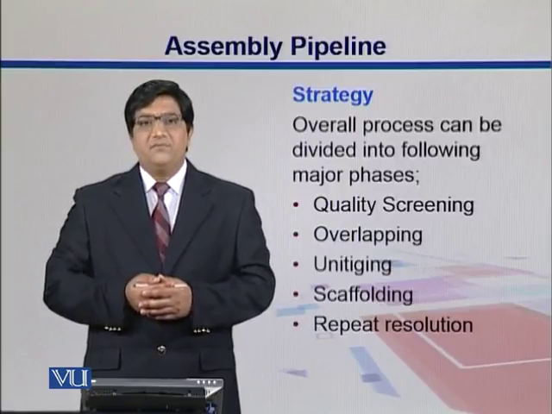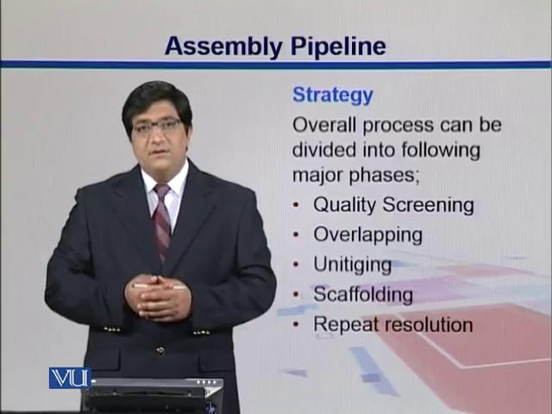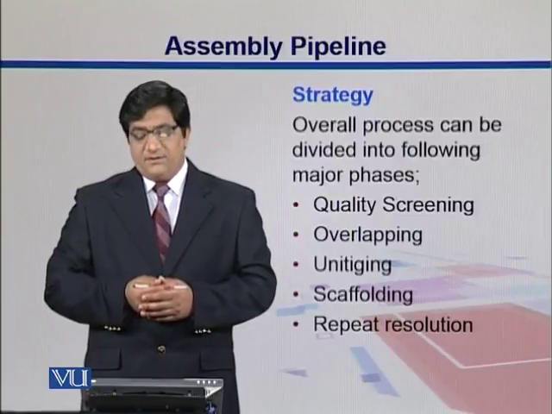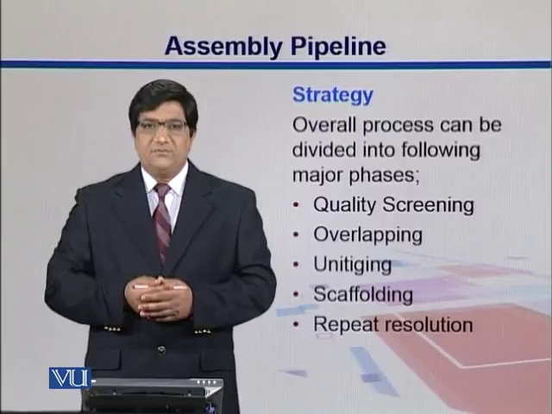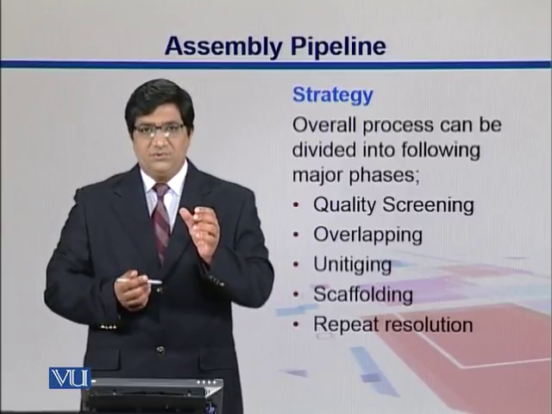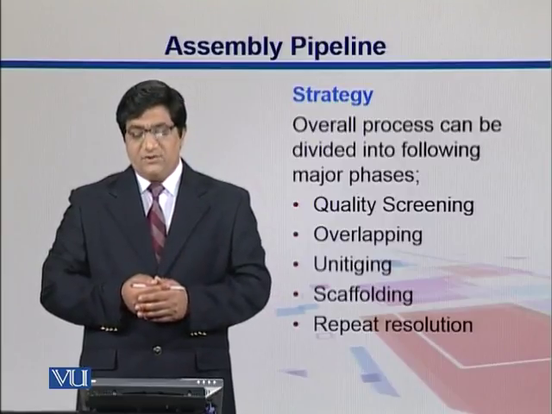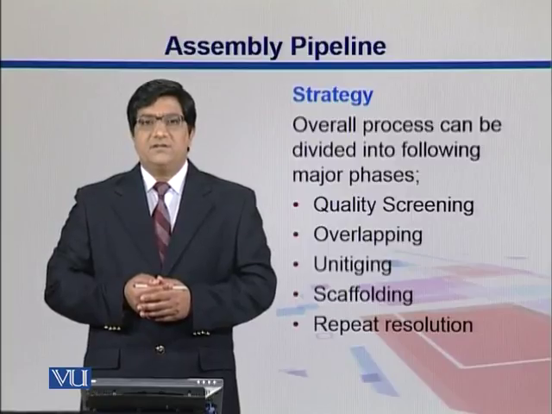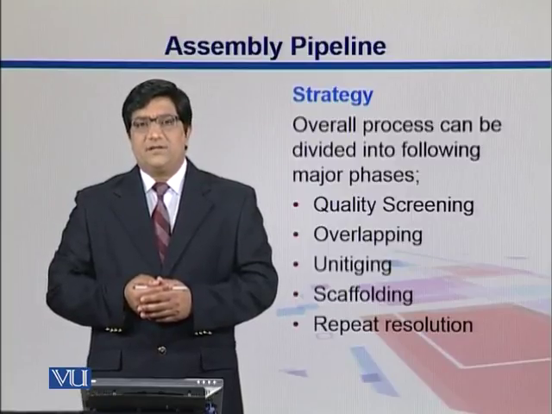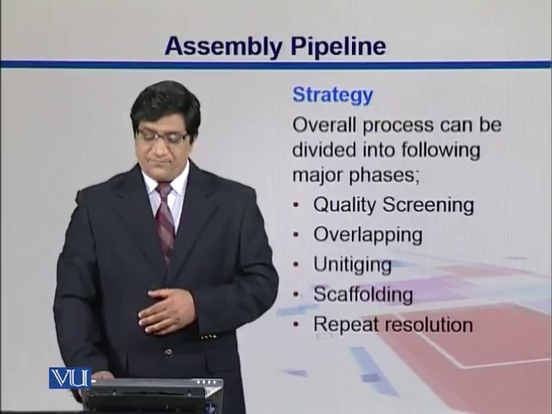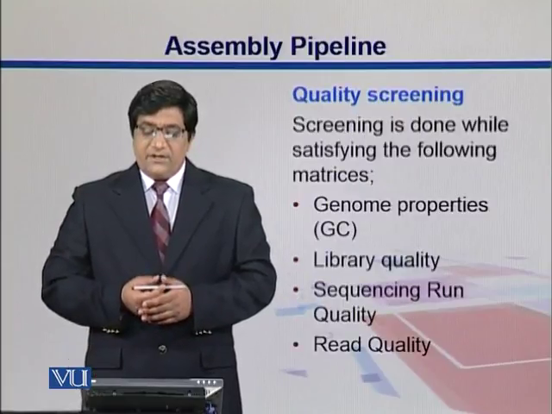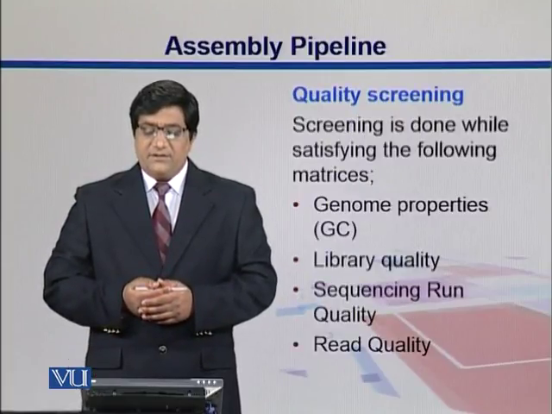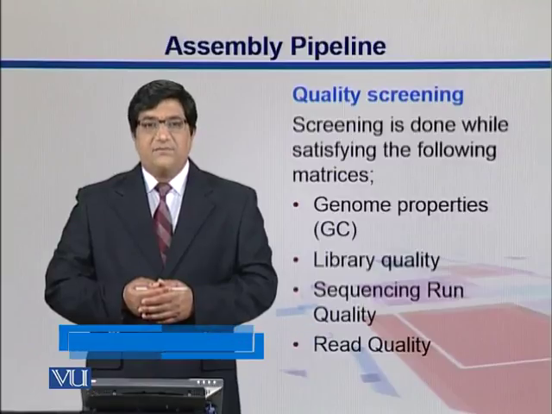What we do first is quality screening, then overlapping and unitigging, where you will have unique contigs, and then we will do scaffolding, and in the end we will resolve repeats, and our assemblies will be refined. In quality screening, it is done while satisfying the following metrics.